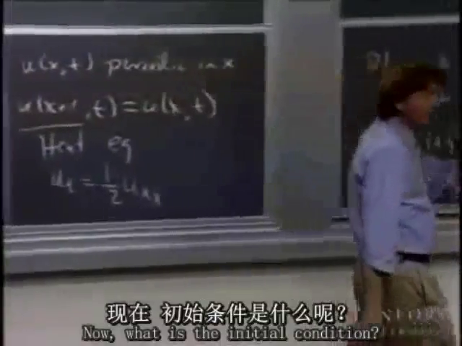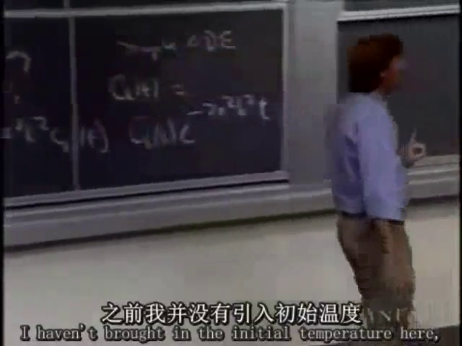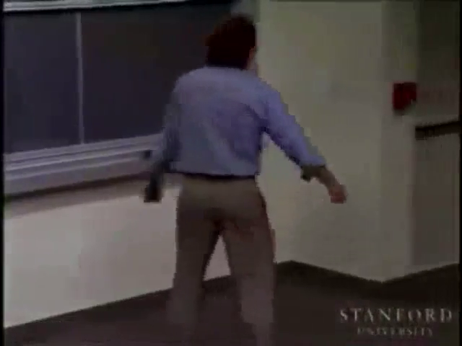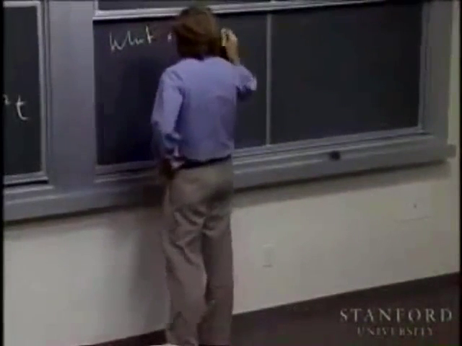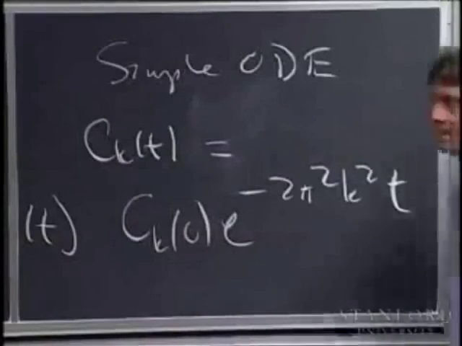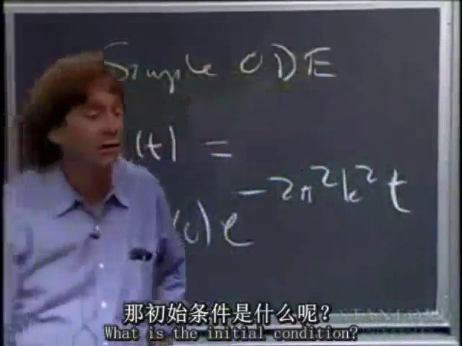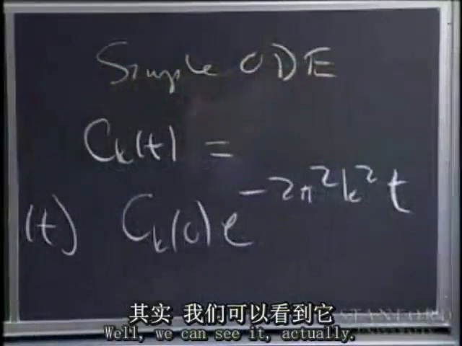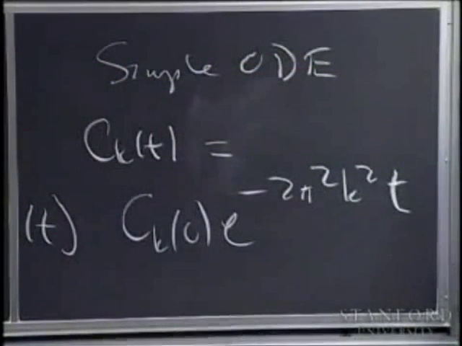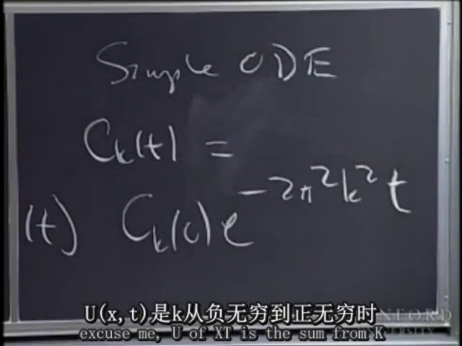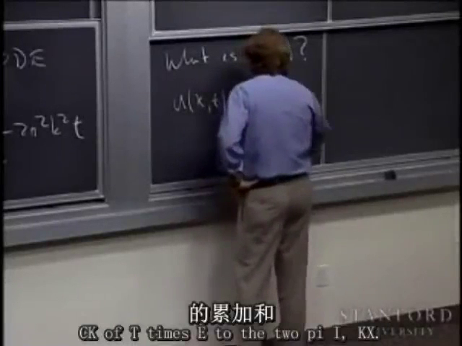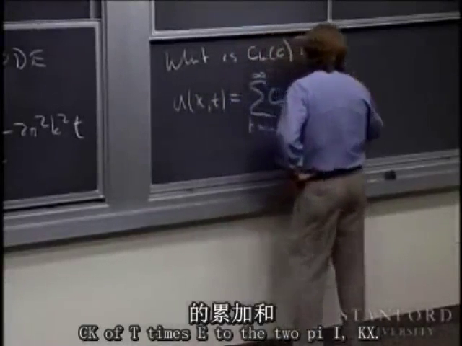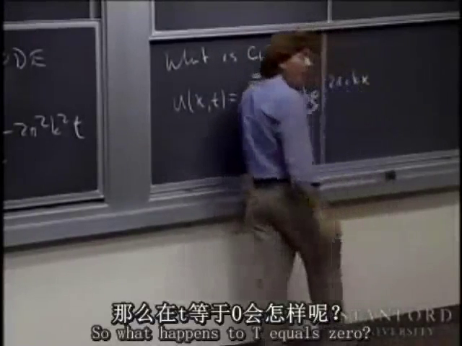Now, what is the initial condition? All right? I haven't brought in the initial temperature here, but here's where it comes in. So what is ck of 0? All right, ck depends on time. What is the initial condition? Well, we can see it, actually. Remember, u of x,t is the sum from k equals minus infinity to infinity, ck of t times e to the 2 pi i kx. So what happens at t equals 0?